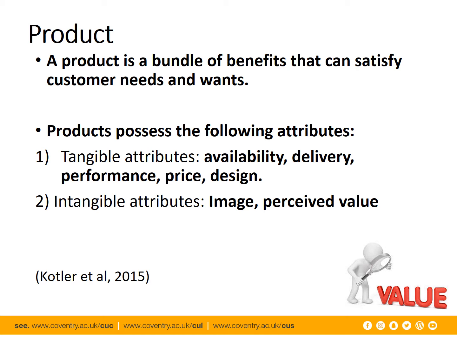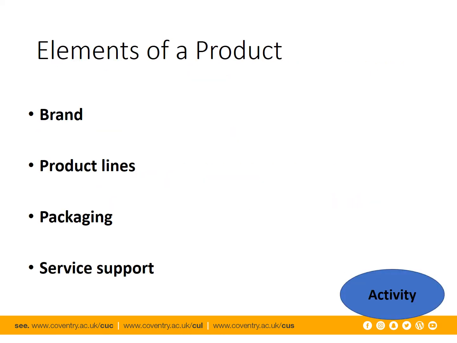A product possesses the following attributes: tangible attributes, availability, delivery, performance, price, and design, and also intangible attributes in terms of image and perceived value. If you look at Apple, if you look at Jimmy Choo shoes, if you look at Zara, the perceived value of these items. Elements of a product include the brand, different product lines, packaging, and service support.